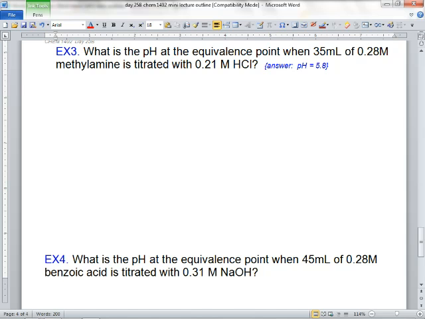At the equivalence point, you have to do ICE with the K. You solve for x. So you have to multiply both sides by 1.65 and then take the square root, because this equals x squared over 1.65.